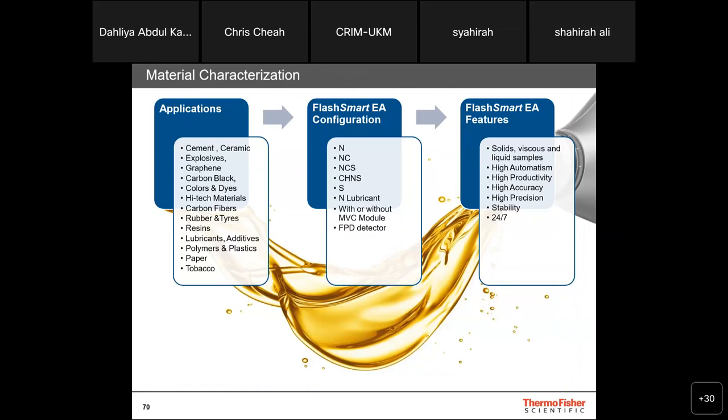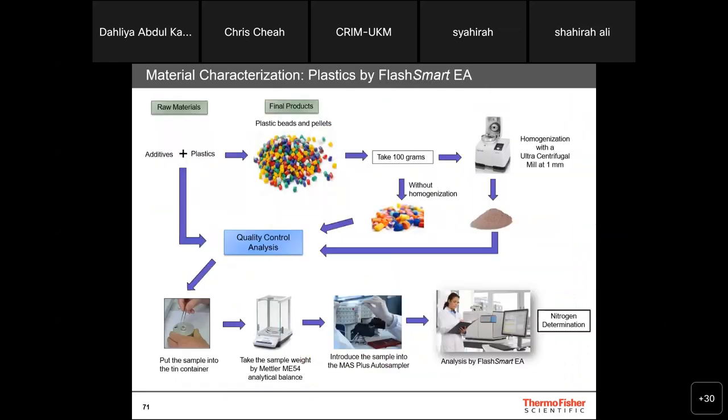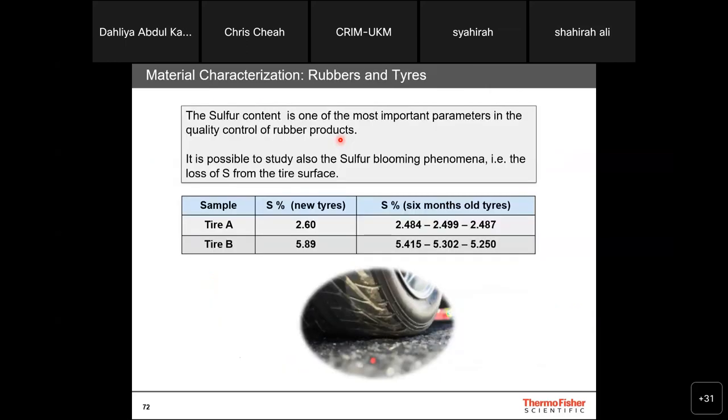Okay, last one, material characterization. I only focus on plastic. This is how we analyze additives in plastic. Without homogenization, we can compare the result. Okay, and another one will be rubber and tires.